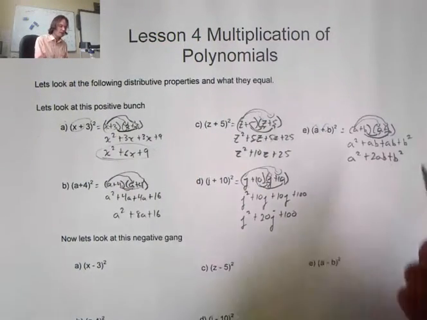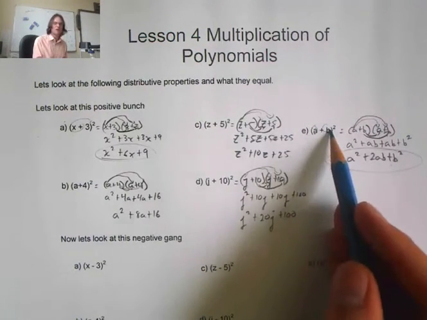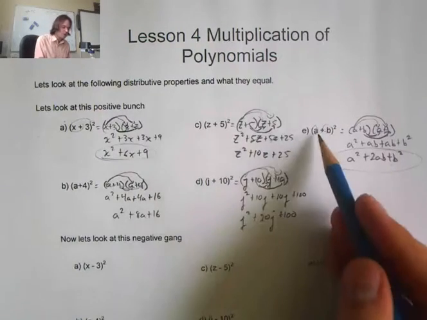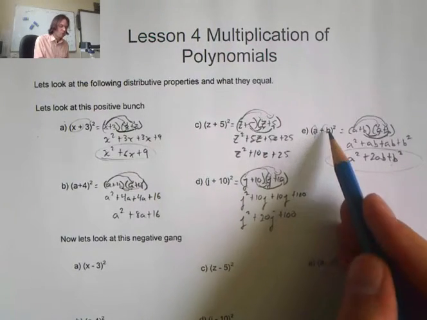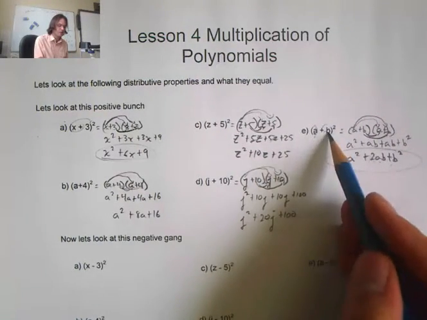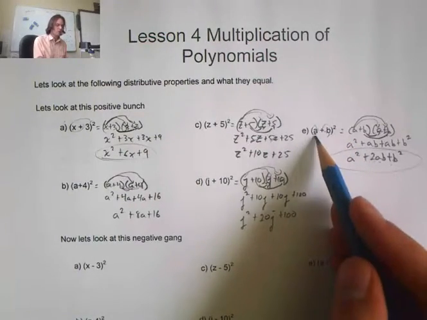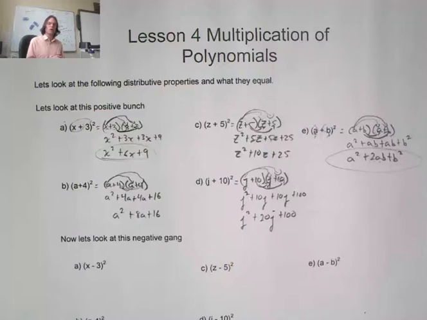Now looking at this, right here, that's kind of like my general formula. So if I have the sum of two things and I'm squaring it, I square this, then I go this multiplied by this, and then I multiply that by 2. So I have 2 of these, this times this, and then I have this squared. So it's this squared, 2 of this times this, and then this squared.